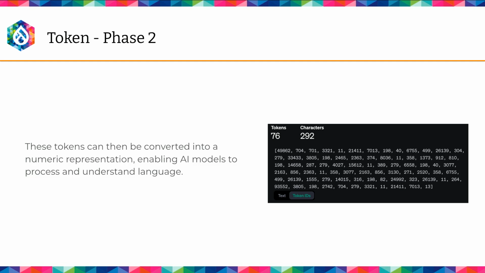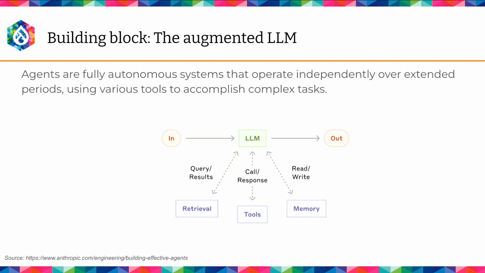So what are AI agents and how do they work? Agents are fully autonomous systems that can operate independently. You give them just a goal, a task to accomplish, and they will do it. How will they do it? We have this schema here, which is from an article from Anthropic.